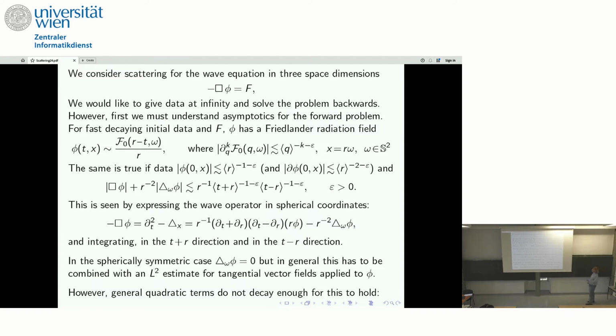Yes. So if you write the wave equation in spherical coordinates, this is the expression for the wave operator. And then you integrate this up.